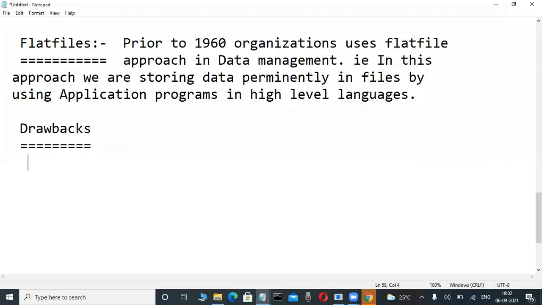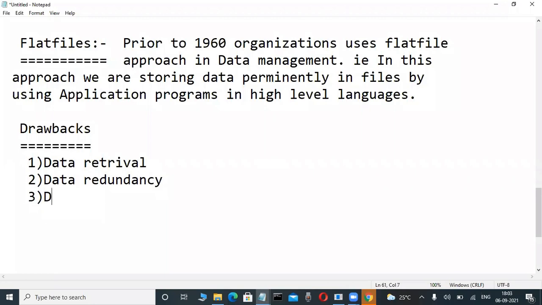Drawbacks: first one, very easy, data retrieval. Write it, data retrieval. Second one is most powerful, data redundancy. Through that, commit, rollback, so many things we are learning. Data redundancy causes an inconsistency problem. Next, data integrity. Okay, fine, just a small theory. These are all the things we will explain, don't worry. Data security, very easy, data security. So many drawbacks are there, I am telling some for your understanding.